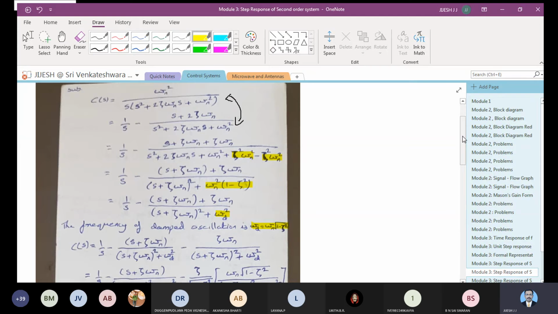In the next step you can see I have just split the terms from here: s plus zeta omega n divided by the denominator, minus zeta omega n divided by the denominator. So we have split the terms. Till here you write it. Once you complete, just let me know, then we'll continue further.